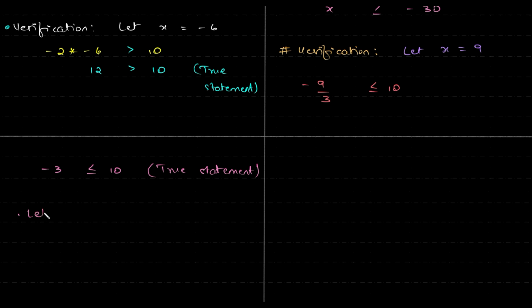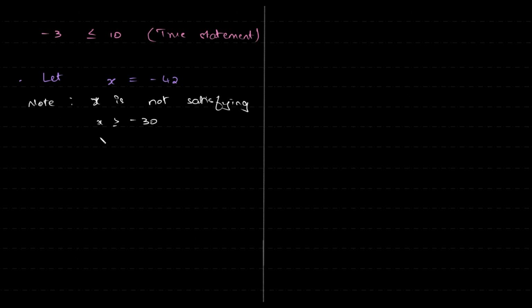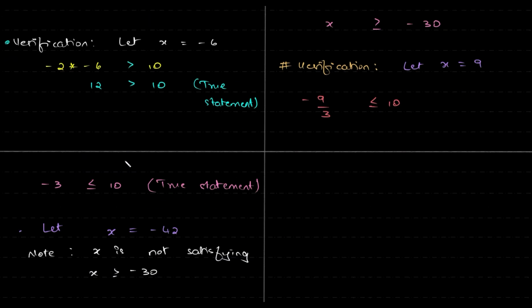Let me take one more value with a different color. Let me take a value, say, equal to minus 42. So remember, this value is not satisfying the condition. Note, x is not satisfying x greater than or equal to minus 30. Why am I taking this example? You will see, so that we understand the concept. So the question is minus 42 by minus 3 is less than or equal to 10, right?